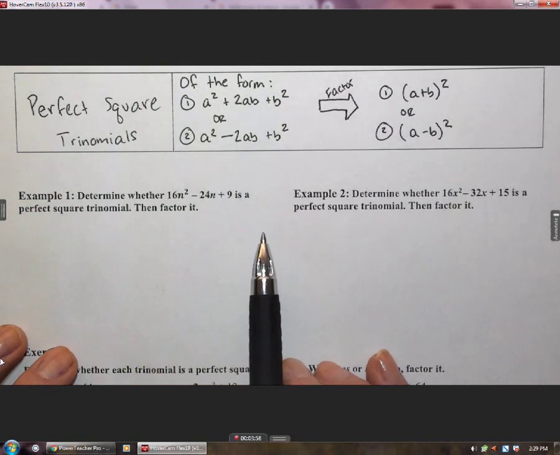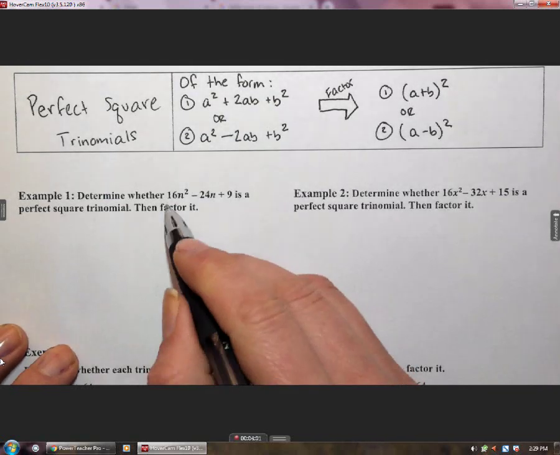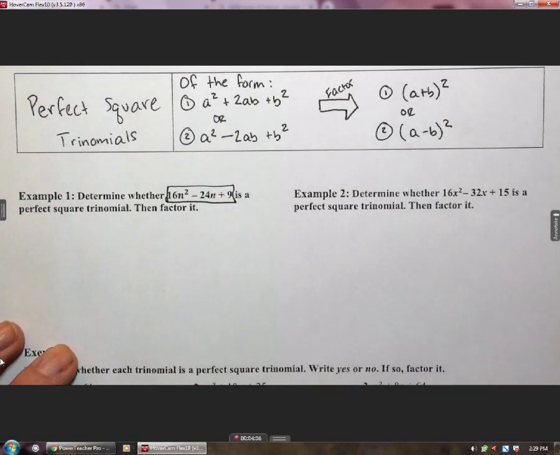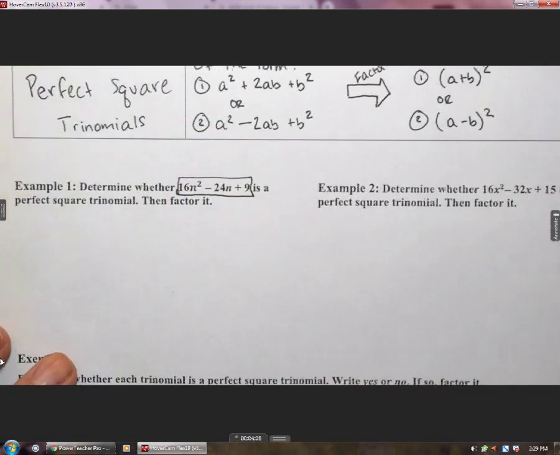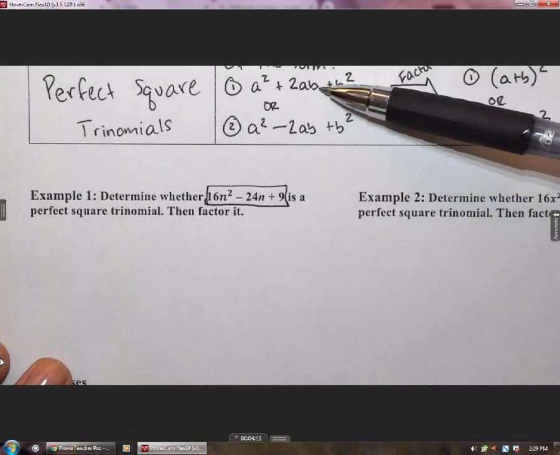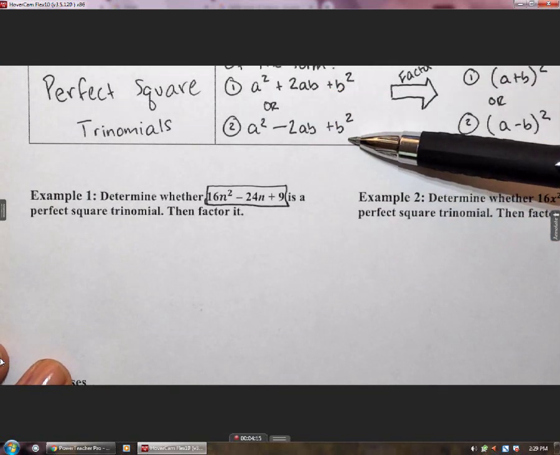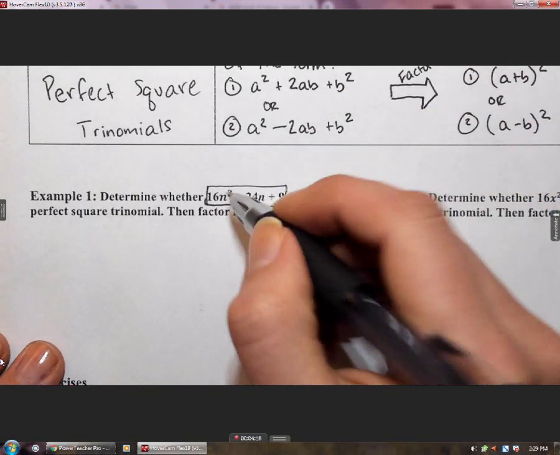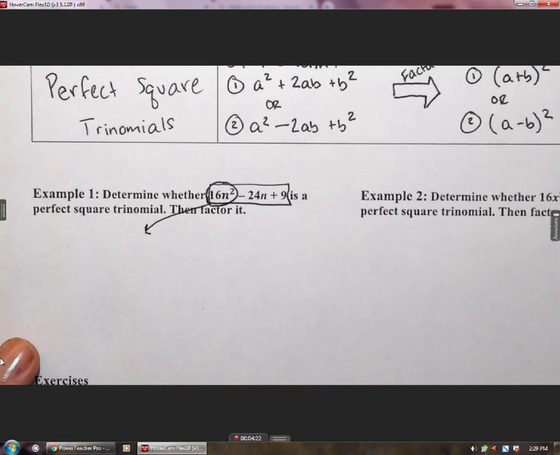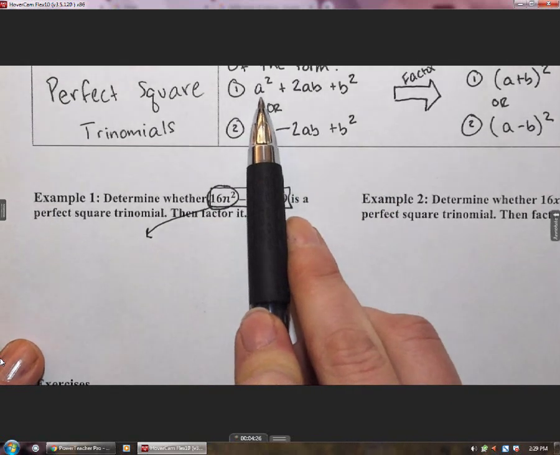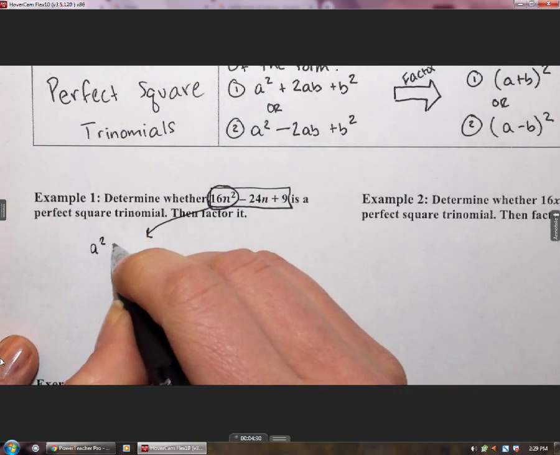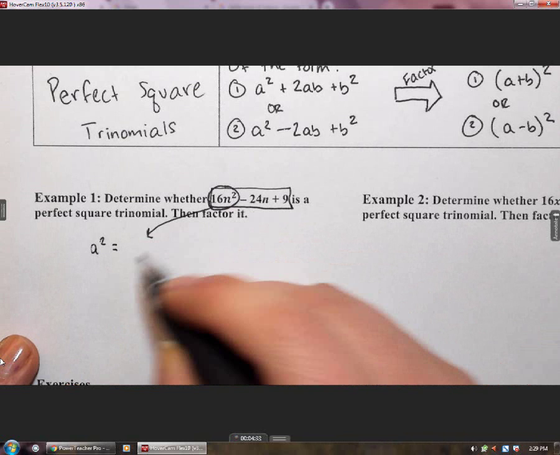For these two examples, you don't need to write all the words. I'd maybe just look at this. It's asking you, is this a perfect square trinomial? I'm going to show you a strategy of how you're going to want to set this up. If it's a perfect square trinomial, that means it matches one of these two forms. The easiest way to do this is to first test the first number. So I'm going to write over here off to the side. My first number should look like what? A squared. So I'm going to say a squared equals 16n squared.